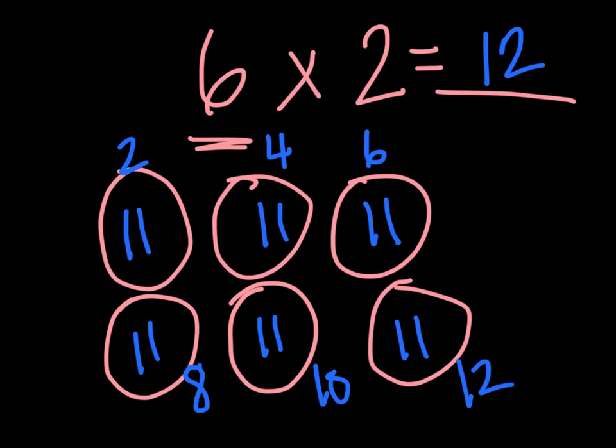Also, remember, if you're having a hard time counting by 2s or counting by 4s or counting by 6s, you can always count each individual tally. So you could say 1, 2, 3, 4, 5, 6, 7, 8, 9, 10, 11, 12, and you will still get the same answer. Just counting like that in multiples of 2 or 4 or 6 is going to be a little bit faster.